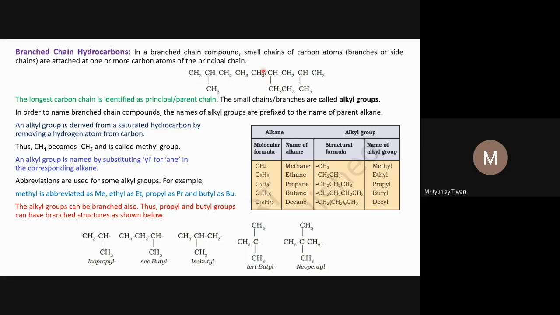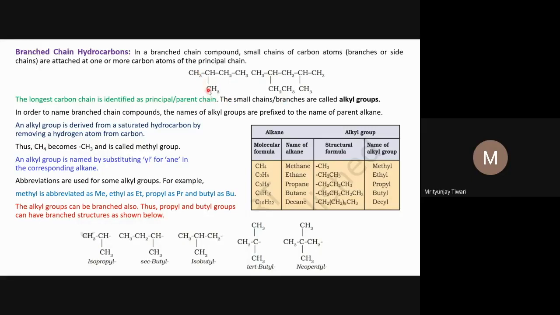So in a branched chain compound, let's first see what a branch is. A small chain of carbon atoms, also called branches or side chains, is attached at one or more carbon atoms of the principal chain. What is the principal or parent chain? The longest continuous chain is the principal or the parent chain. At one or more positions, hydrogen atoms are replaced with some other group, a chain of carbon atoms, and those chains are called branches. How we decide which is the branch, we'll see later.